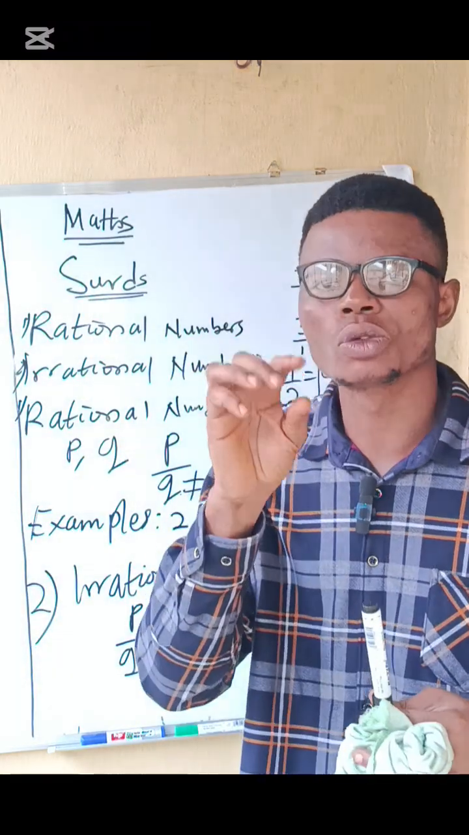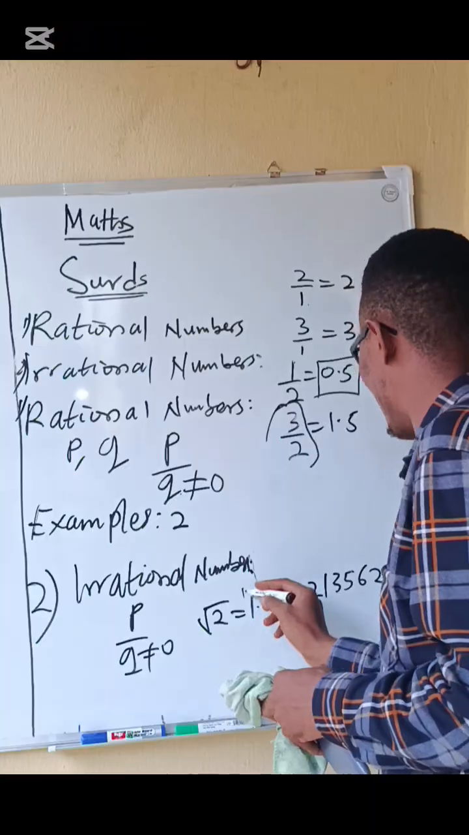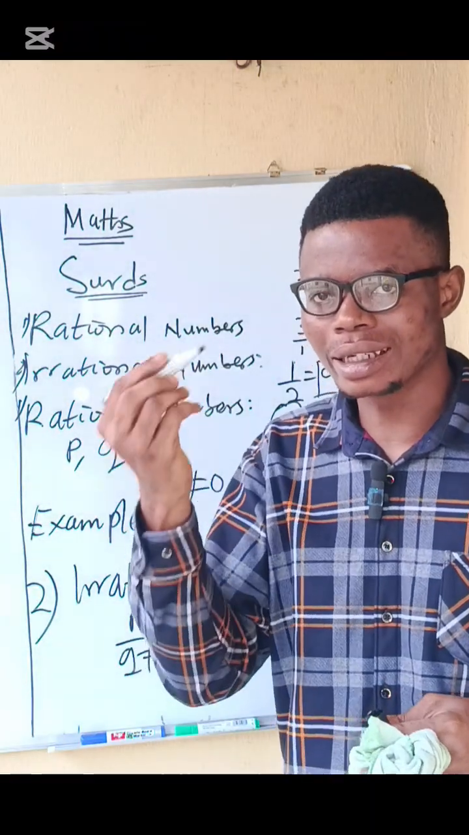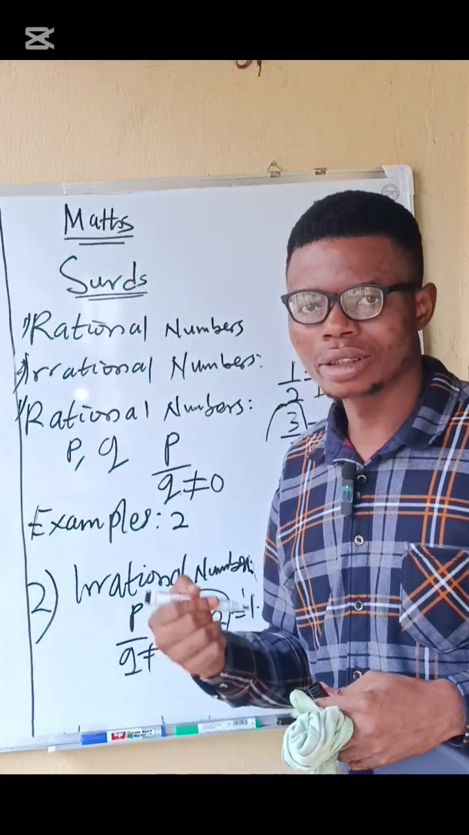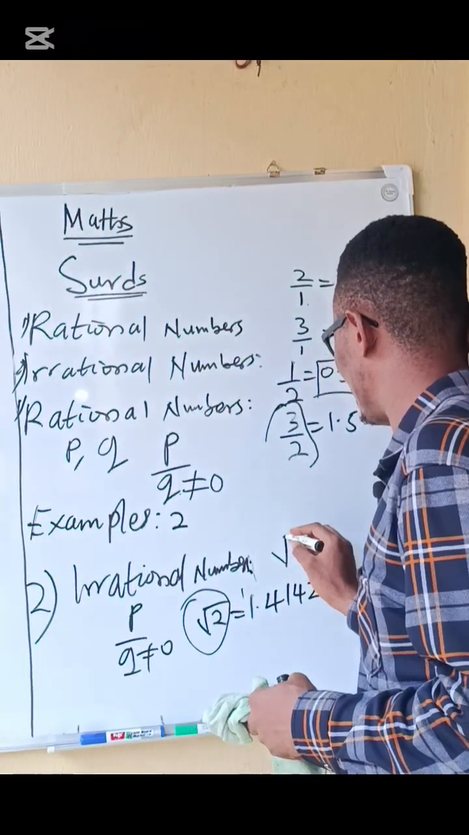So if I ask you to find two integers such that when you divide, you have exactly this number, you won't be able to do it. So in this case, we now say that root 2 is an irrational number.